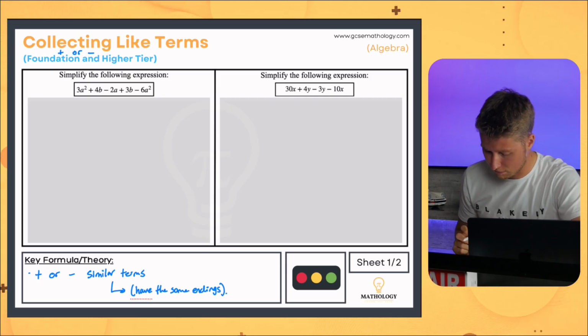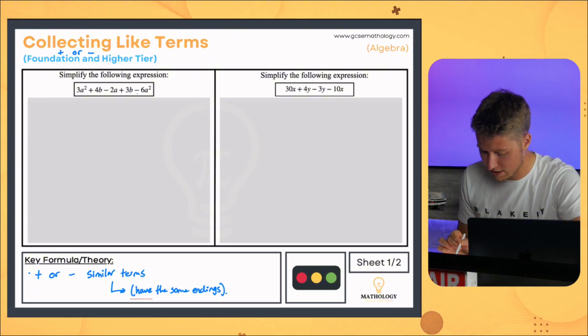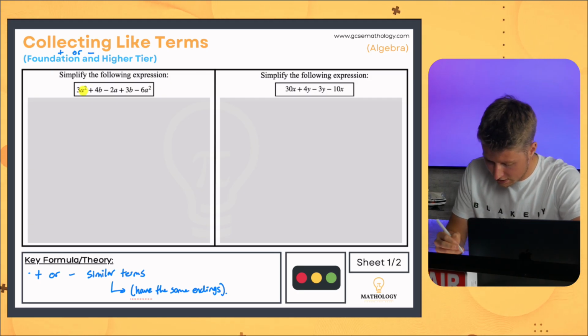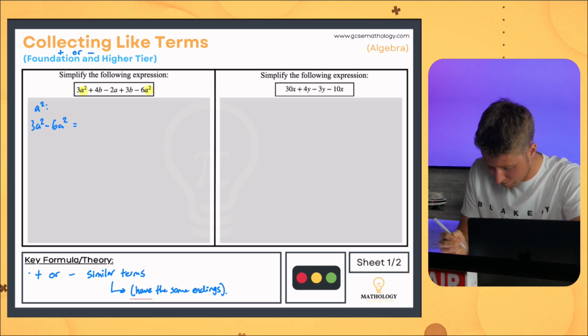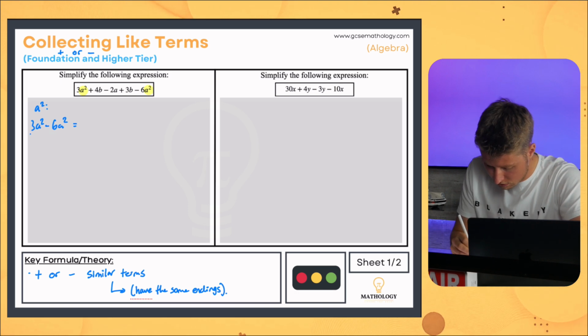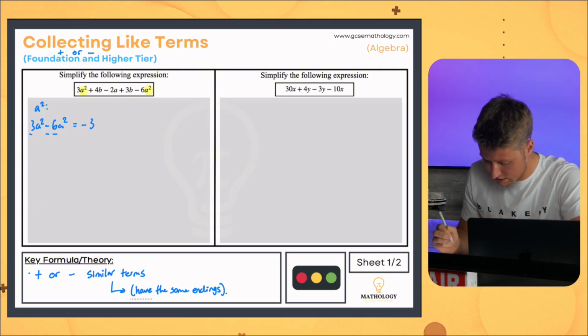So let's have a look at question 1. We've got 3a squared plus 4b minus 2a plus 3b minus 6a squared, and we are asked to simplify the following expression. Looking at the endings for each of the terms, we've got 3a squared and then 6a squared. So for all of the a squared terms, we've got 3a squared subtract 6a squared. We're going to do the numbers first: 3 subtract 6 gives me -3. Then sticking the algebra back on at the end, we've got -3a squared.